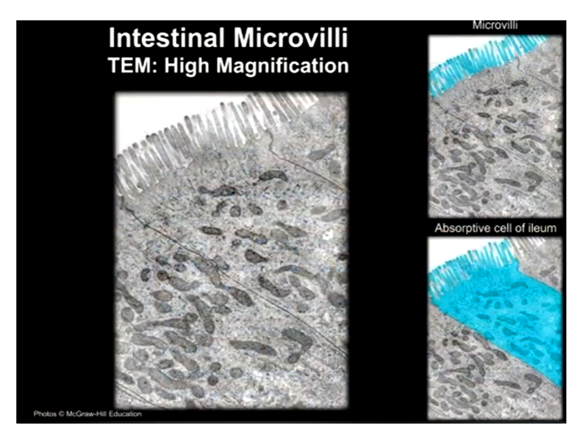So here we have some electron images of the intestinal microvilli. If we just zoom into this one structure here, this is one of those enterocytes, the absorbing cells, and you can see those little hair-like projections that are called the microvilli.